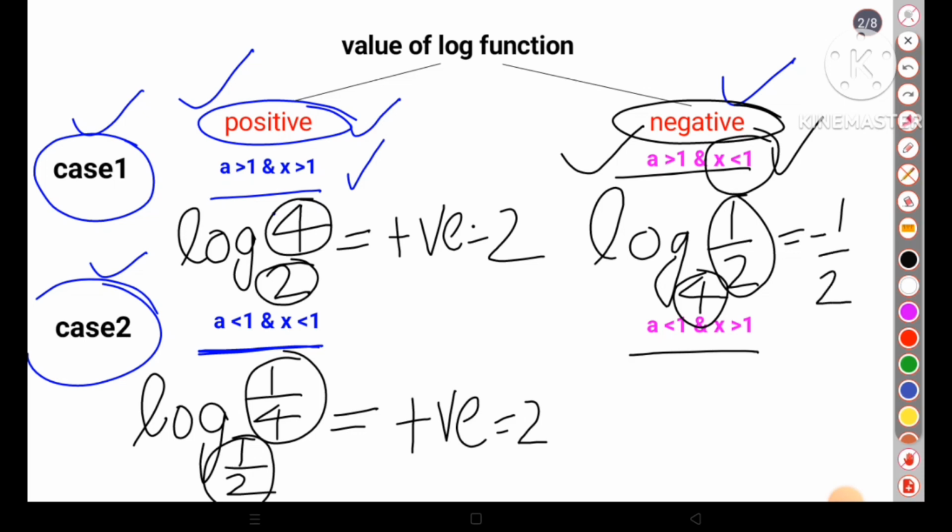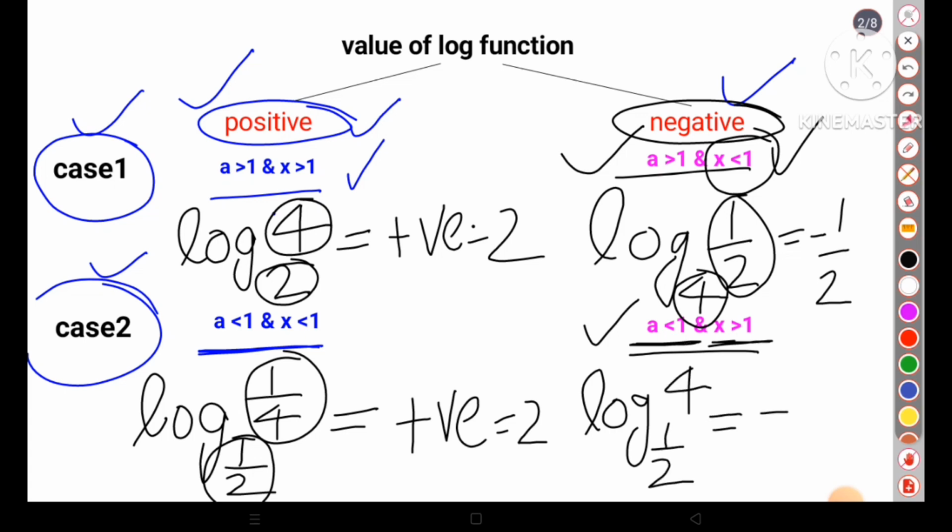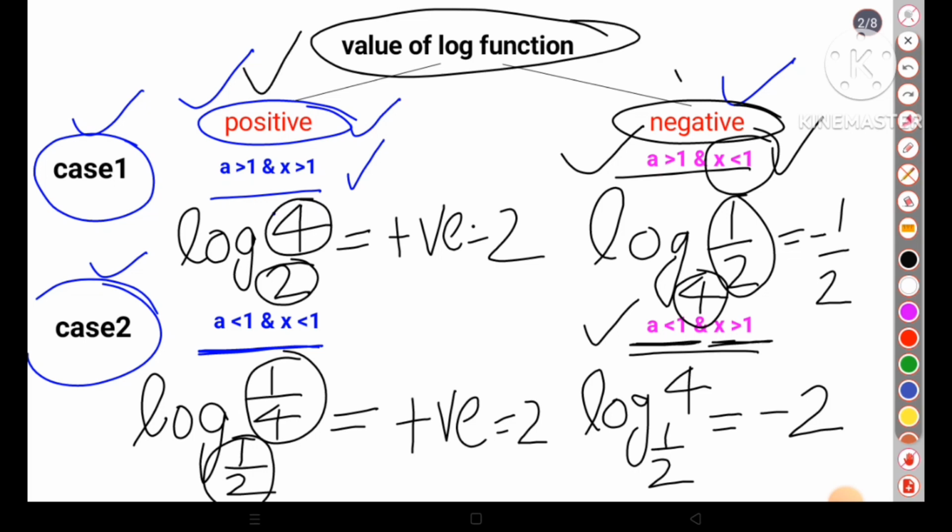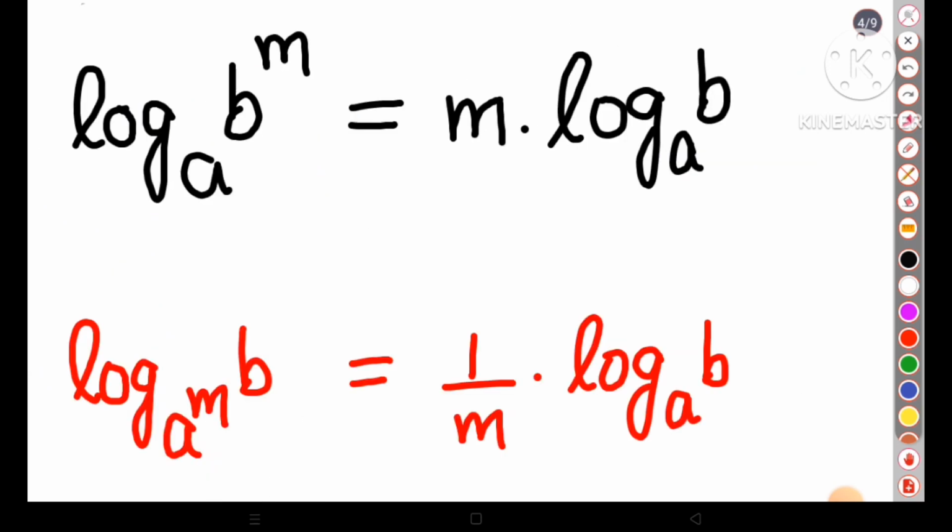Similarly, in second case, when the base is less than 1 but the input is greater than 1, for example log 4 with base 1 by 2, then the value will be negative, that is minus 2. आई होप आपको ये समझ आया होगा कि वैल्यू ऑफ ए लॉग फंक्शन पॉजिटिव भी हो सकती है एंड नेगेटिव भी हो सकती है. That is, the range or the output of the log function can be positive, can be negative, and here are the cases when it is positive and the negative.